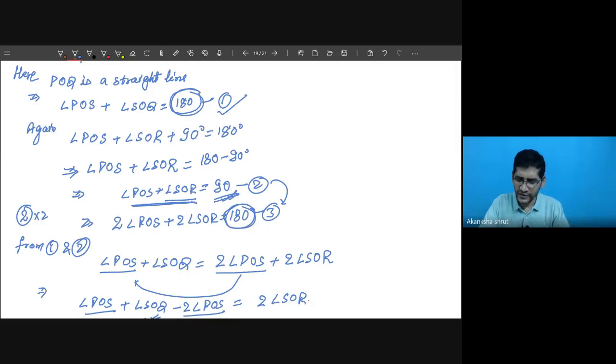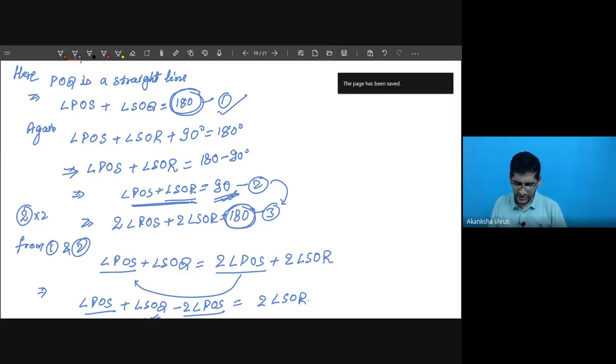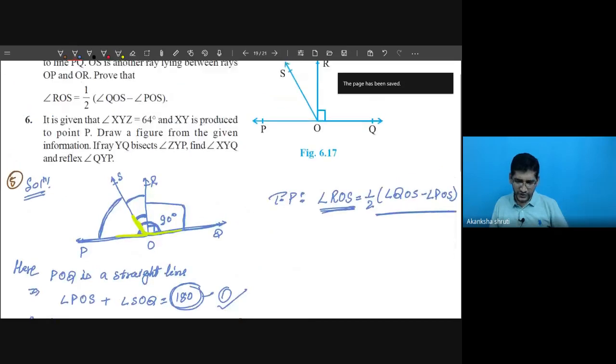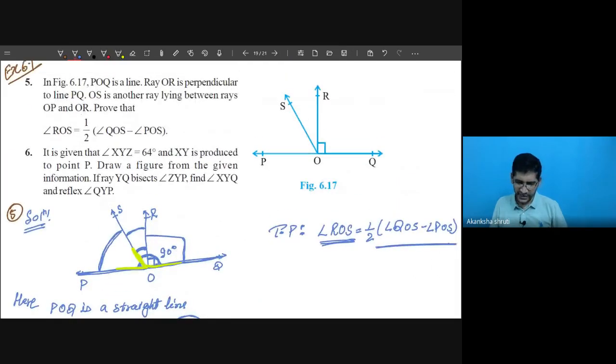Any more doubt that a student may ask? No doubt? Now, students, I am going to give you the hint for this question number 6.